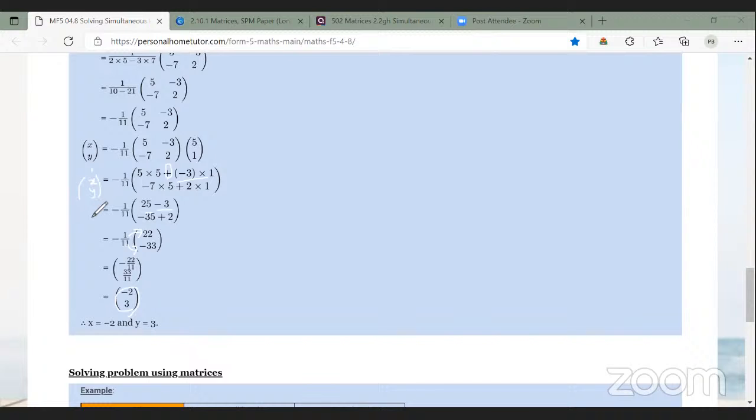So you would have to copy this X and Y matrix up till here. So then when you get something like this, X and Y, you can see that X is in line with -2 and Y is in line with 3. So that's how you get the value x equals -2 and y equals 3. If there's anything any of you are unclear on, you can just say so in the chat box.